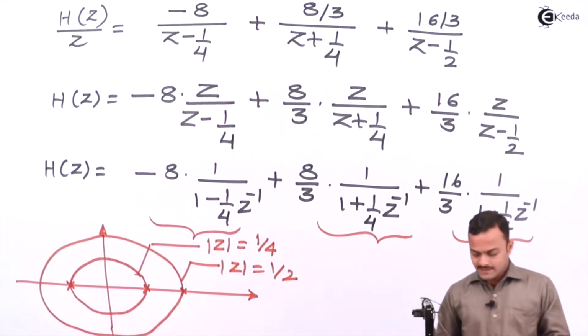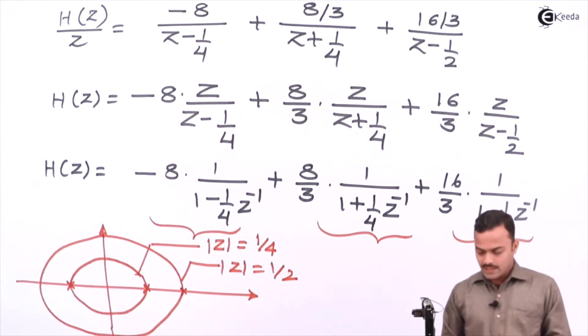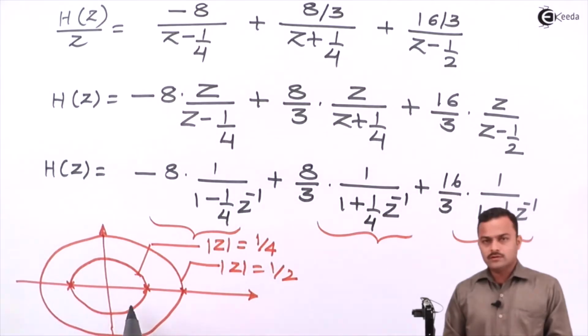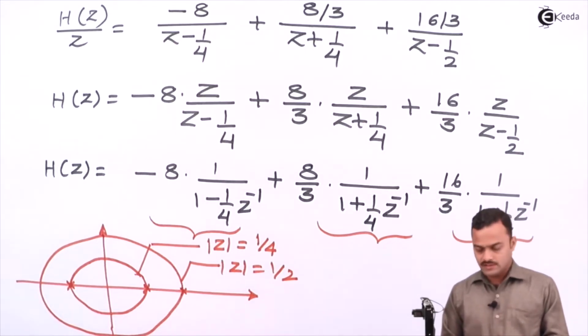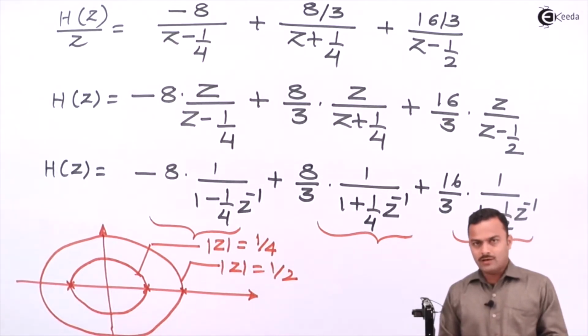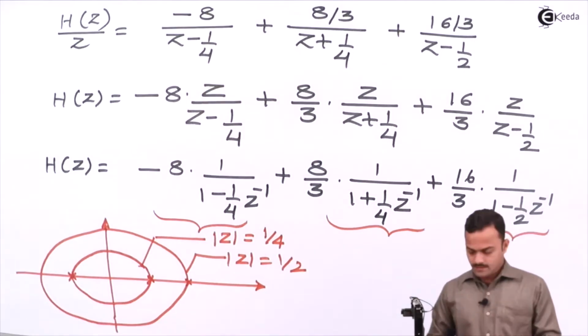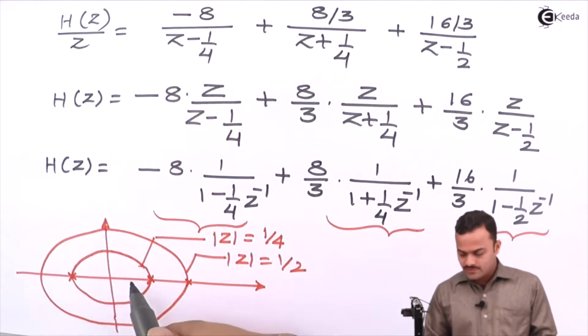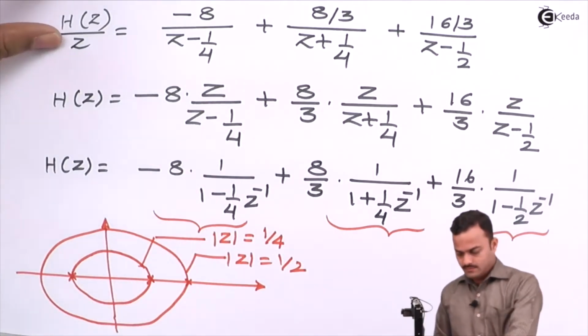So though there are 3 poles, while selecting the ROC we'll have effectively only these 2 poles, rather these 2 circles, and we'll have 3 possible ROCs over here. So based on that, we will have 3 answers. Let's find out the answer for the first ROC. I will select the ROC that is inside the innermost circle. So let me write the first ROC.